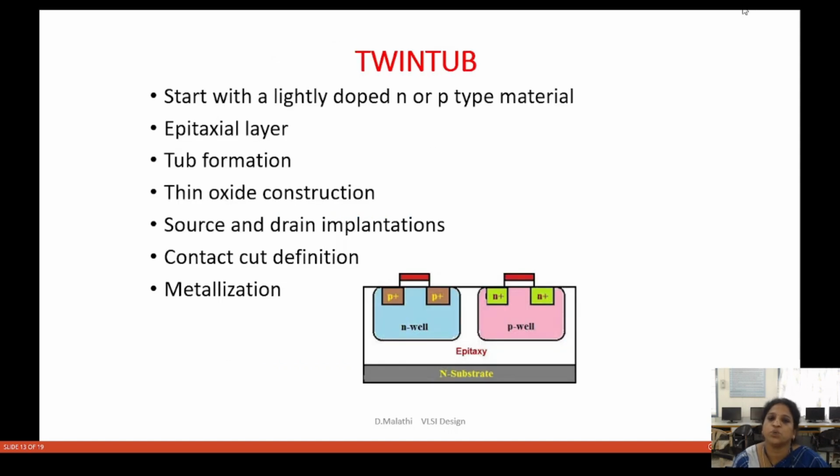So the third process involved in CMOS fabrication is twin tub. To start with, it starts with an N-type or a P-type substrate over which an epitaxial layer is laid. In the epitaxial layer, an N-well and a P-well are created. Both the tubs are formed, and a thin SiO2 layer is laid, and then 2 heavily doped N plus regions in the P-well and 2 heavily doped P plus regions in the N-well are created for the formation of source and drain. Then contact cuts are made and the metallization process is carried out.